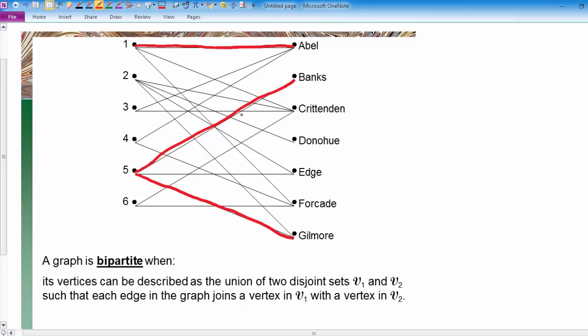Now I have three edges. These three edges form a subset of edges, but it's not a matching. By definition, it's not a matching because see this vertex here? This vertex is incident with two edges of this potential matching, or this subset of edges.